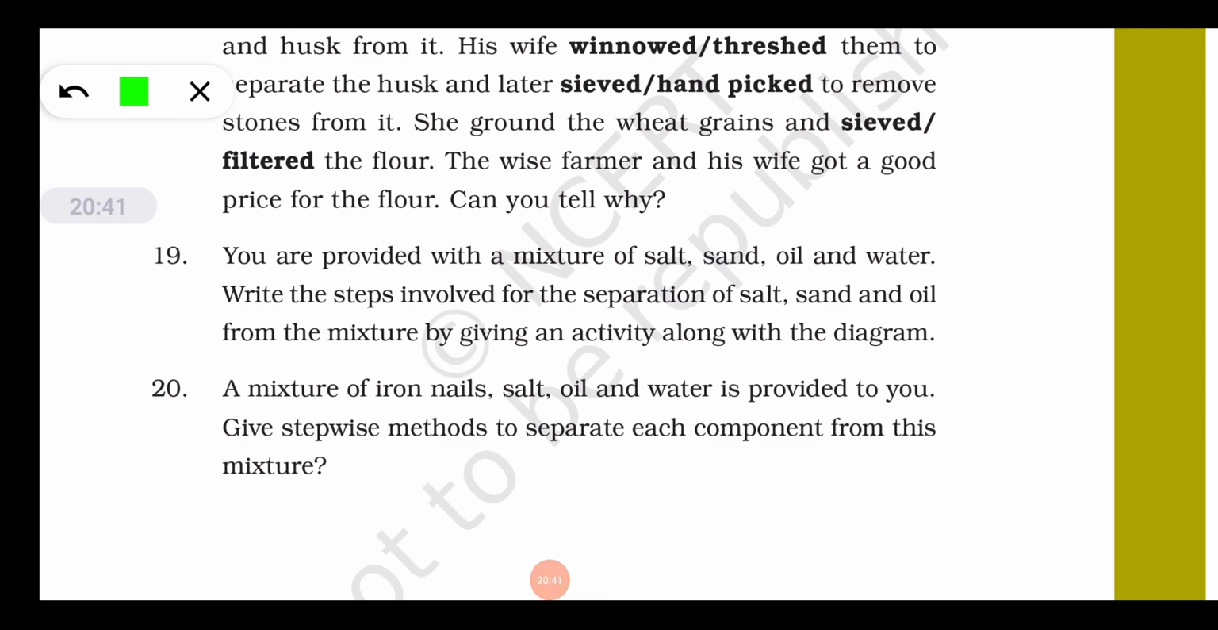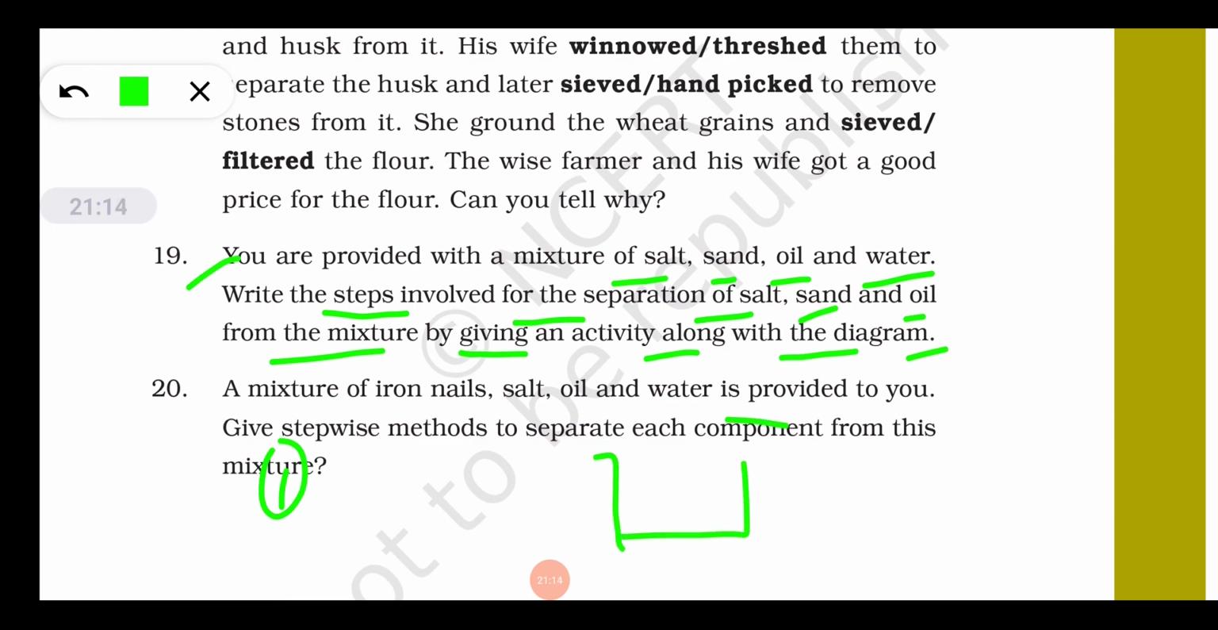Question number 19. You are provided with a mixture of salt, sand, oil and water. Write the steps involved for the separation of salt, sand and oil from the mixture by giving an activity along with the diagram. So we have to separate it. How we'll do? See, mixture of salt, sand, oil and water we have to separate. Number 1, you will take mixture in a container, and in another container oil is there.